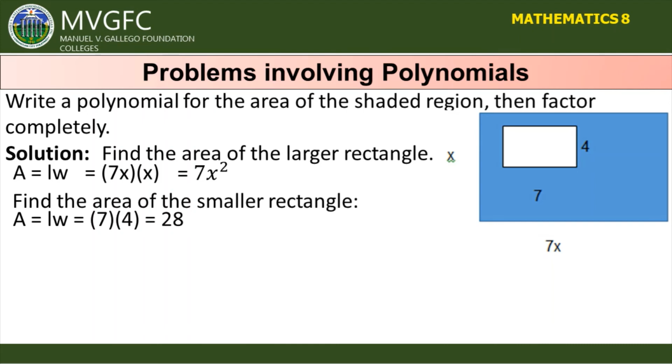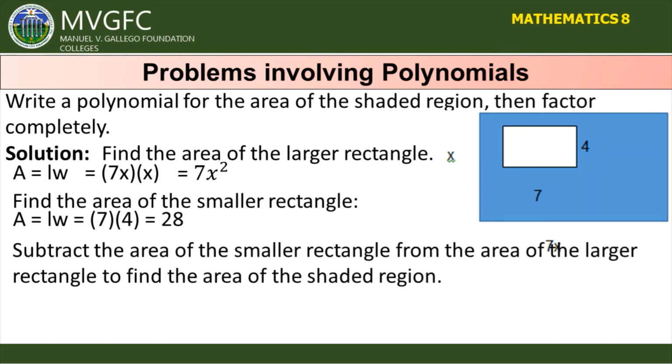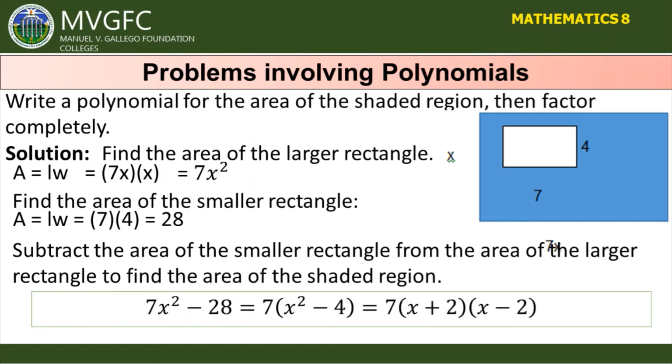Okay? Next, we need to find the area of the smaller rectangle. Once again, area is simply equal to length multiplied by the width. So our length is 7 multiplied by 4, which is the width. Our answer now is 28. So the next thing you need to do is subtract the area of the smaller rectangle from the area of the larger rectangle to find the area of the shaded region, of course. So our larger rectangle is 7x squared. We need to subtract the smaller rectangle, which is 28.